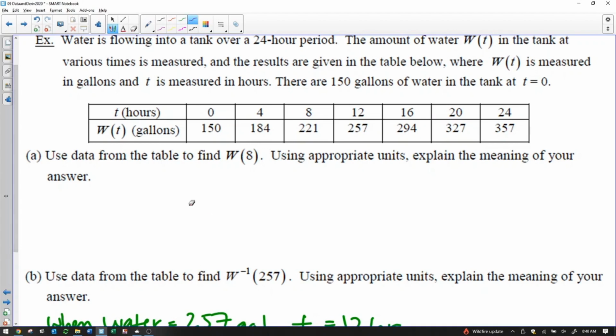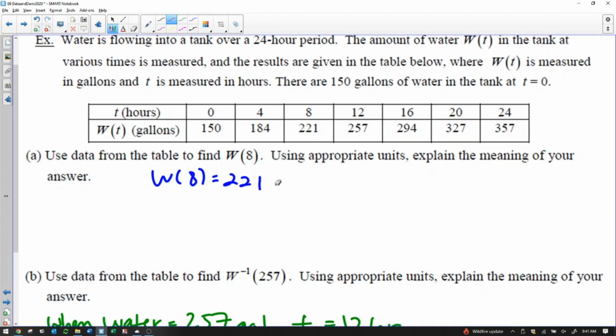Let's do the example problem together, though. They give you a table. They tell you W is the amount of water in some sort of tank. Okay. T is the time. All right. Use the data to find W(8). So is everybody good that W(8) is 221? Good with that? And then it says use this unit to explain the meaning of your answer.